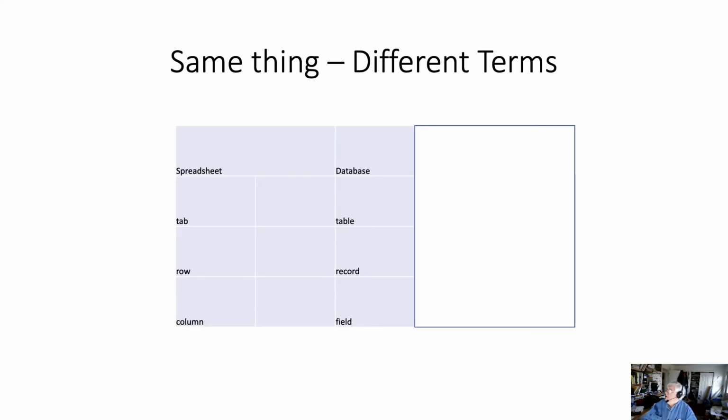All right, so we've talked about a spreadsheet or a flat file: spreadsheet, tab, row, column. In a database, we're going to talk about tables. Tables have records, and then records are divided into fields.